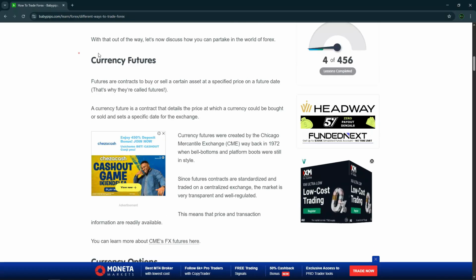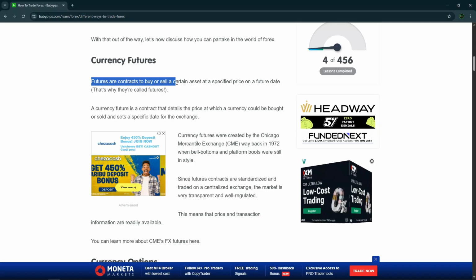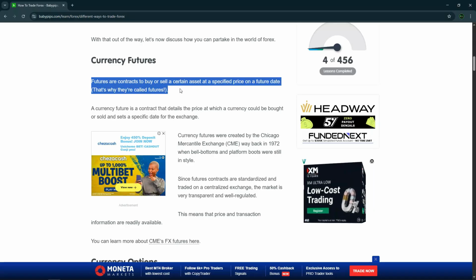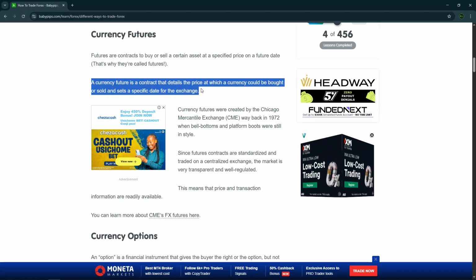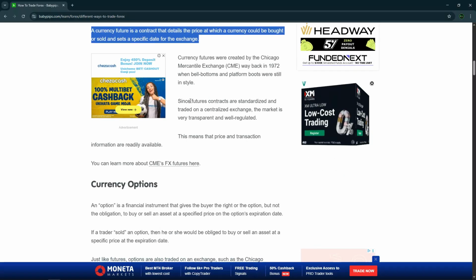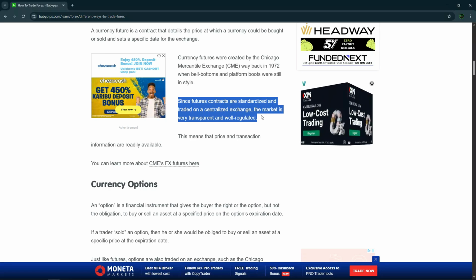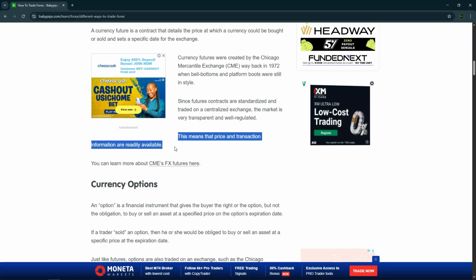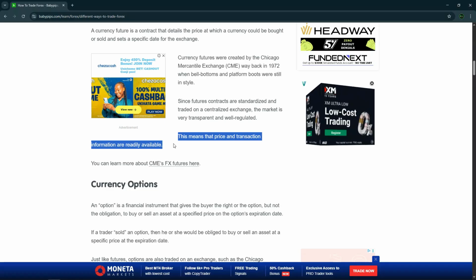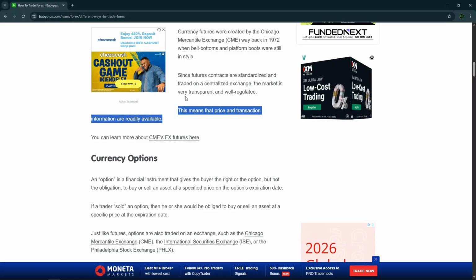Let's start with currency futures. A future is simply a contract where you agree to buy or sell something at a specific price on a future date. So in forex, a currency future is an agreement to buy or sell a currency at a set price but at a later date. These types of contracts are traded on official exchanges, which makes them more structured and regulated. Because of this, prices and transaction information are clear and available to everyone. In simple terms, you are locking in a price today for a trade that will happen in the future.